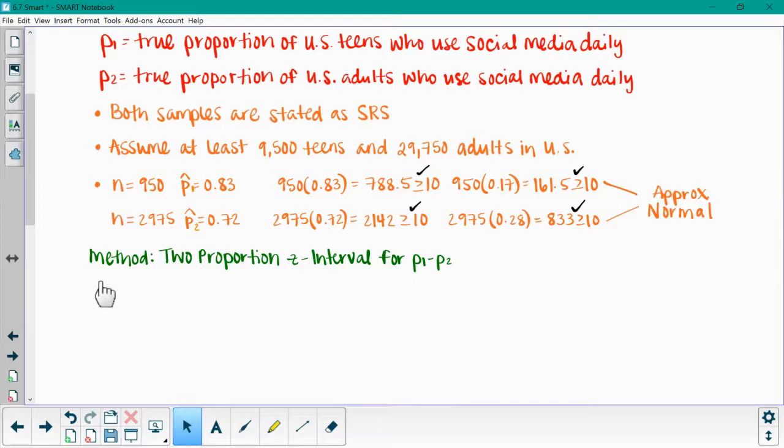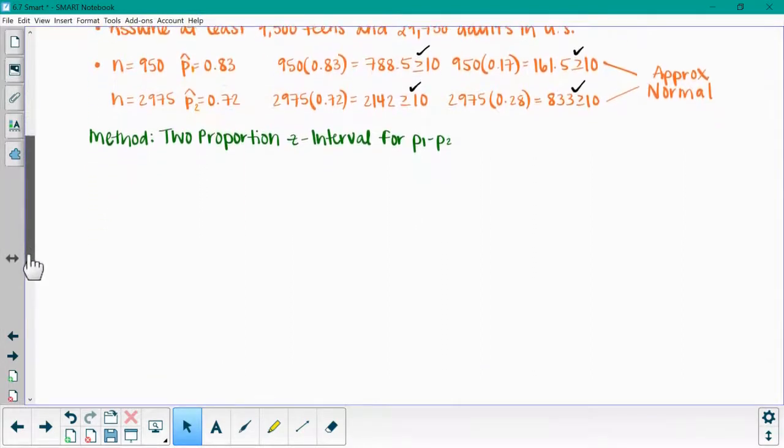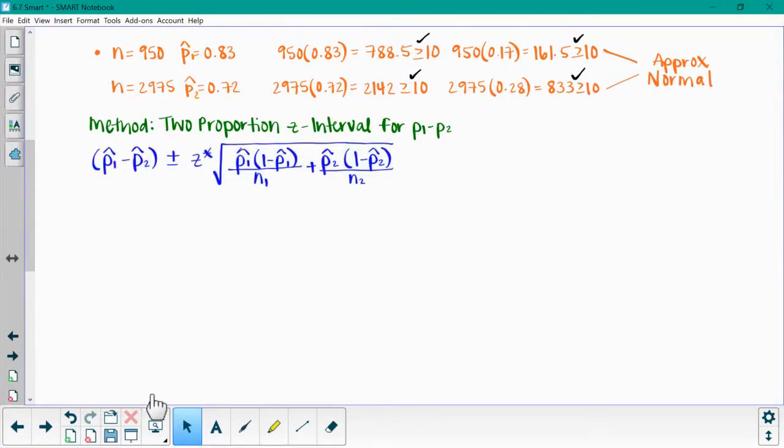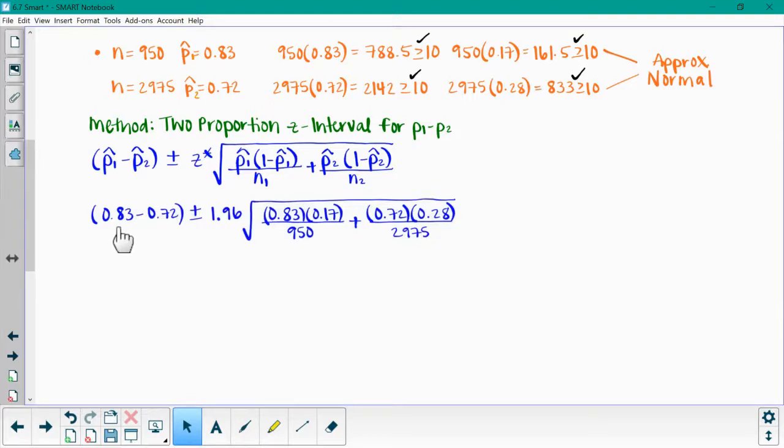So I'm going to go through these steps using my calculator after I calculate it by hand. So I have the formula p1 hat minus p2 hat plus or minus z star all times the square root of, well, my standard error. You can see it. So I'm going to go ahead and fill in what I know. I know that p1 hat is 0.83. I know that p2 hat is 0.72. I know that the z star for a 95% confidence interval is 1.96. And filling in similar information for p1 hat and n1, p2 hat and n2.